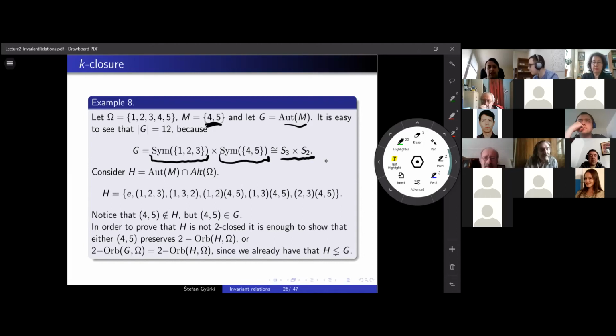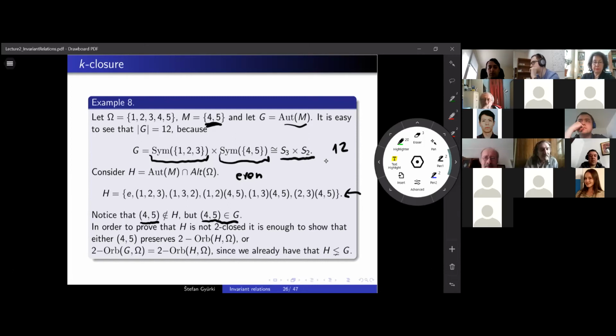Now, let us consider a group H which contains just the even permutations from G. Of course, this group G had 12 elements, and now we can see that H contains only 6 even permutations, and all these permutations are here. Now, one can notice that the transposition (4 5) is not in H because it is not even, but it appeared in the group G.